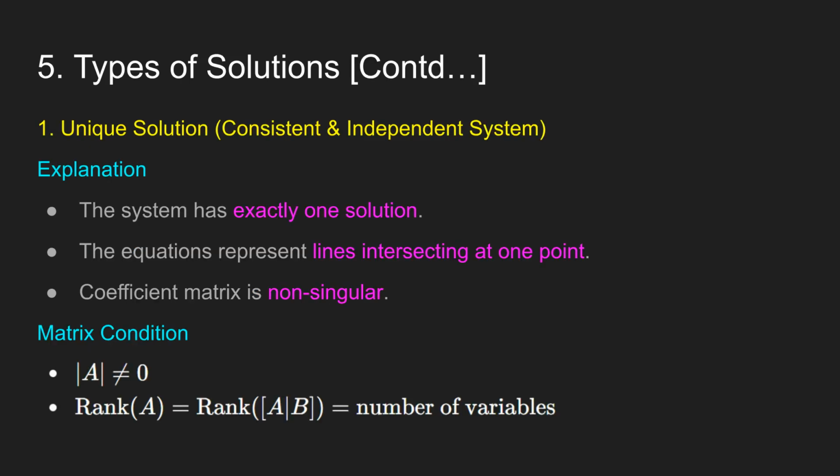A unique solution means the system is consistent and independent, which has exactly one solution. These systems of equations represent straight lines intersecting at one point. For this solution, the coefficient matrix must be non-singular, and the rank of A must equal the rank of the augmented matrix and the number of variables.